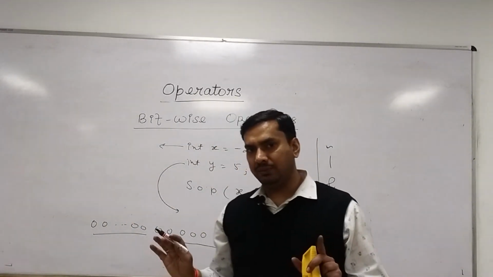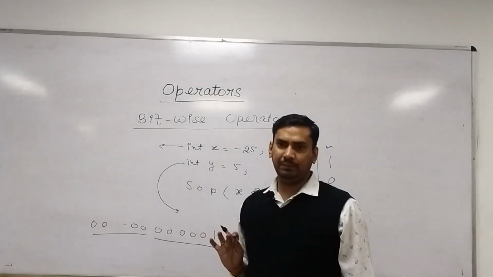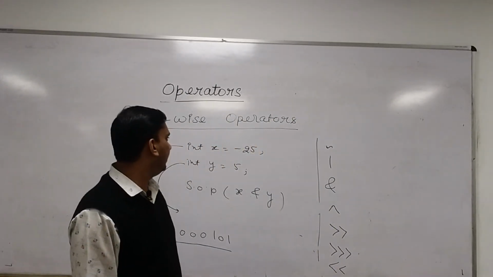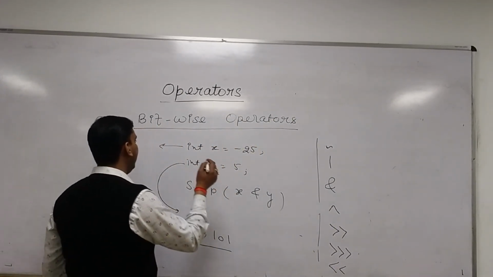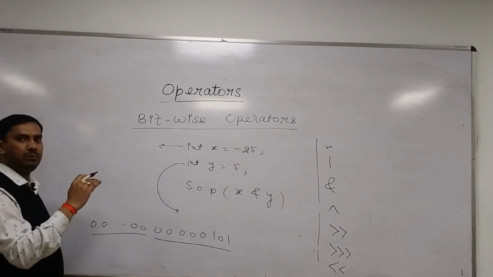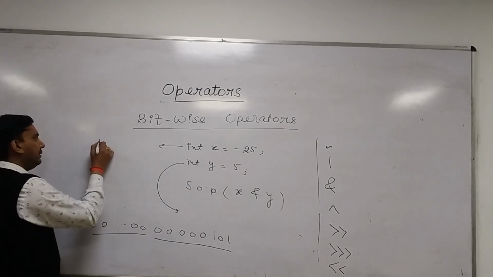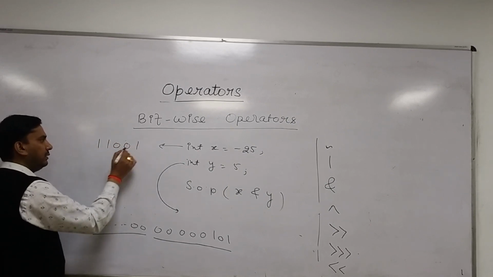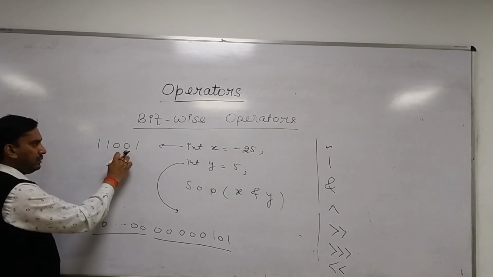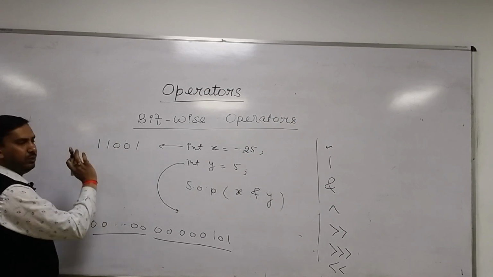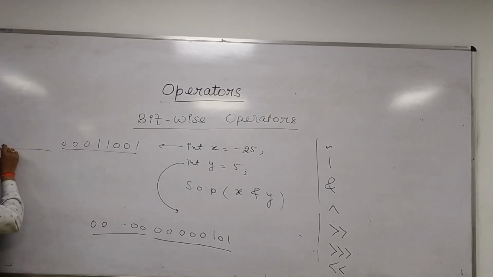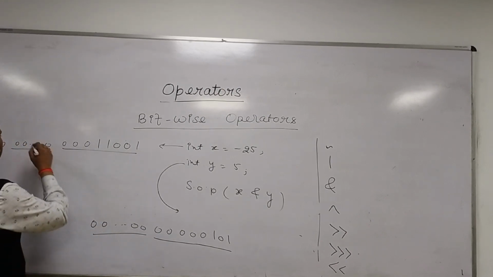Simple process is there. First of all, write 25. So how will we write 25 here? For 25, you will say, okay, 25 is 16 plus 8 plus 1. So we will write 16 plus 8, 4 is 0, then 2 is 0, then 1. So this is your 25, 1 plus 8 plus 16. So this is 25, represented in 32-bit format.